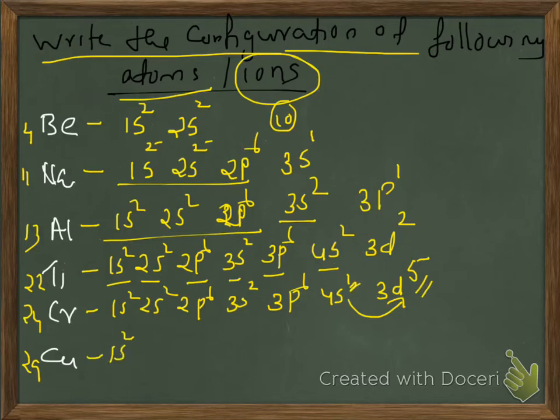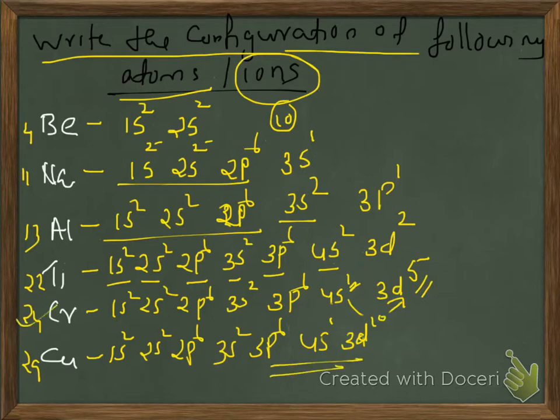In copper: 1s2, 2s2, 2p6, 3s2, 3p6, 4s2, 3d9. But here also, due to the exceptional character, we have to write 4s1 and 3d10. These two elements are found to have exceptional configuration in the 3d series. This is about the configuration of atoms.